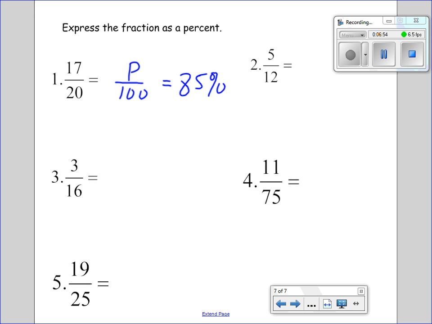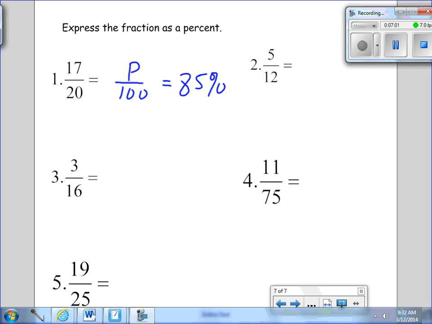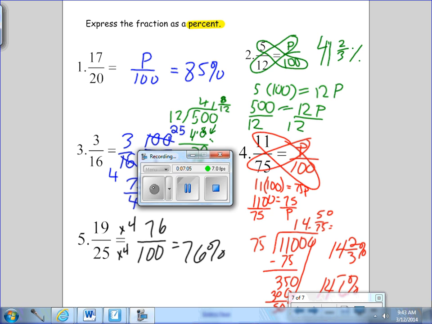Now on 2, 3, and 4, we're not going to be able to do it with mental math, so you're going to use cross products. I'm going to pause the video and we'll come back and check your work.